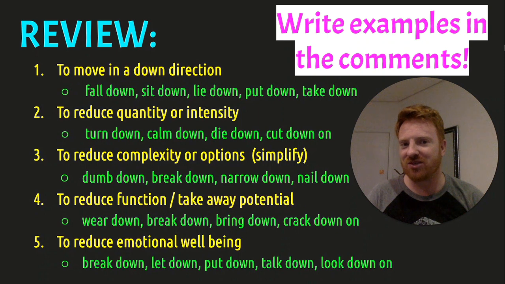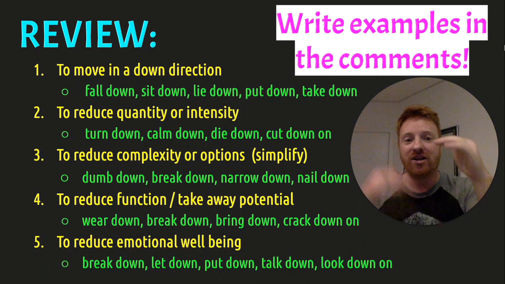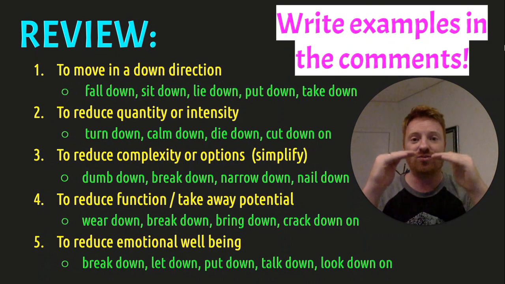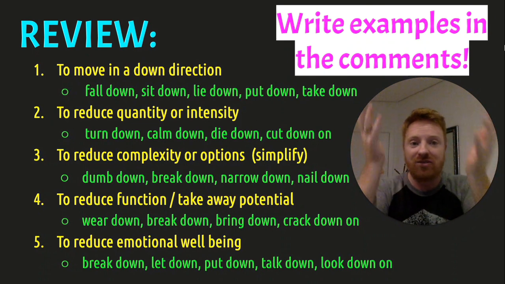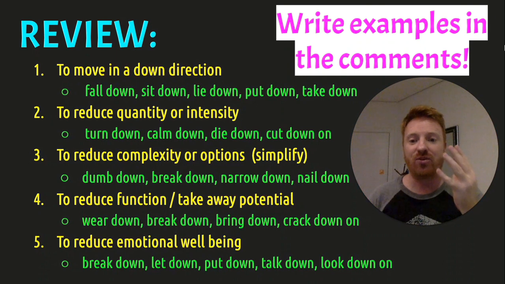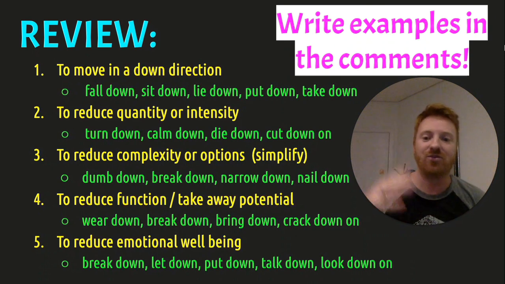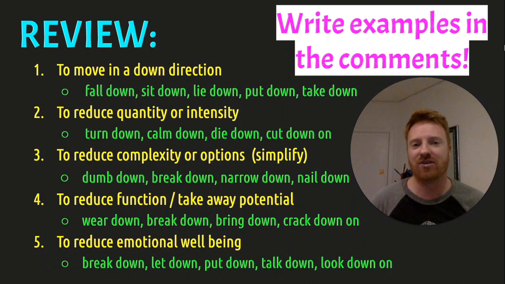Alright guys, so let's review. Remember, we can use down in 5 different ways. Number 1, to move in a down direction. Number 2, we can use it to talk about reducing the quantity or the intensity of something. Number 3, we can talk about reducing the complexity or the amount of options that we have. Number 4, we can talk about reducing the function or the strength that something has. Number 5, we can talk about reducing the emotional well-being of someone.